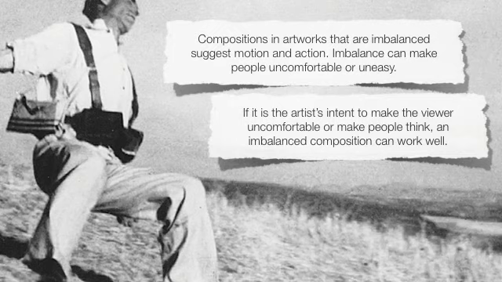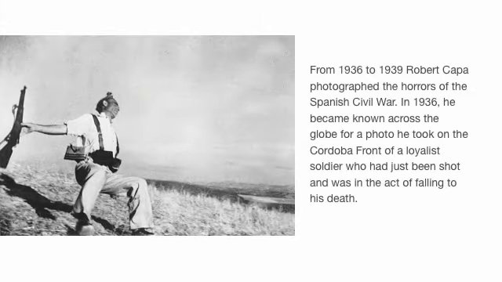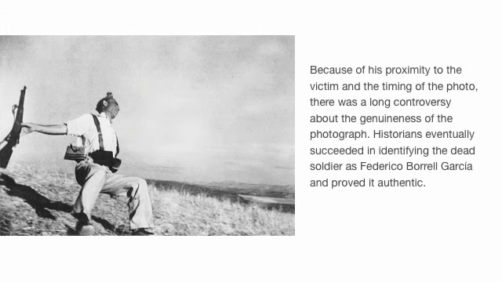From 1936 to 1939, Robert Capa photographed the horrors of the Spanish Civil War. In 1936, he became known across the globe for a photo he took on the Cordoba front of a Loyalist soldier who had just been shot and was in the act of falling to his death. Because of his proximity to the victim and the timing of the photo, there was a long controversy about the genuineness of the photograph. Historians eventually succeeded in identifying the dead soldier as Federico Borrell Garcia and proved it authentic.